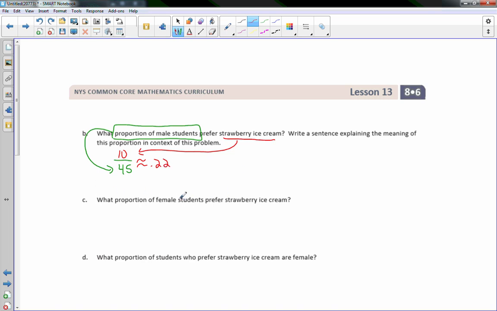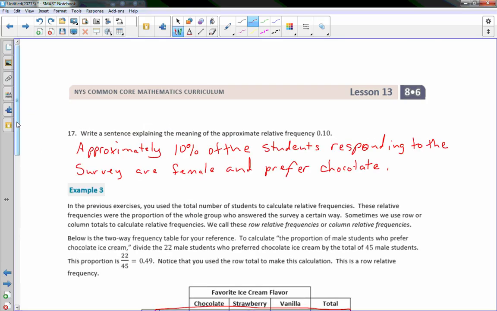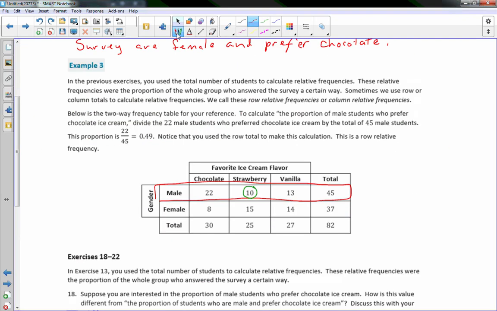Part C says, what proportion of female students? Okay, that first piece there tells you your denominator. I'm going to draw a line here. Proportion of female students. So when I go over, I'm just talking about the female students now. So that is going to be this row, just talking about the females.